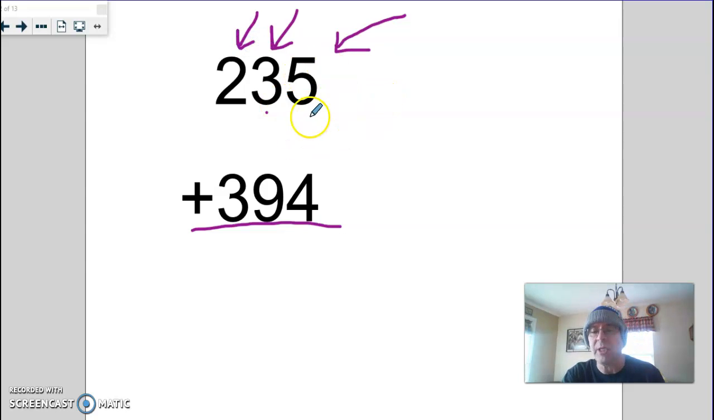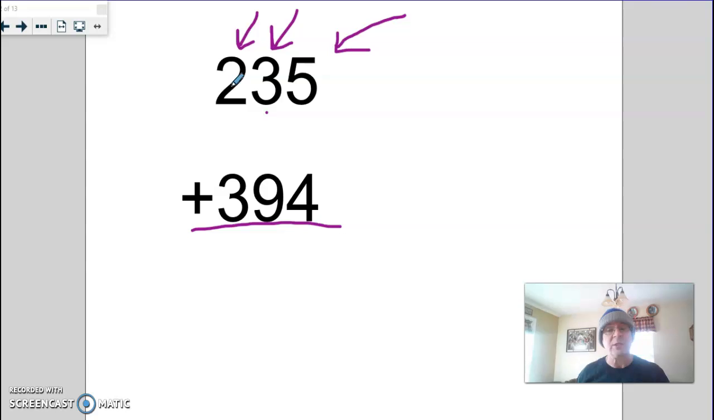Now, when we're doing addition, it's not quite as important to go to the top, but it's still important to start with the ones, then go to the tens, then go to the hundreds. But if we just get into the habit of always starting at the top of the ones, whether it be addition or subtraction, we're not going to run into these problems.